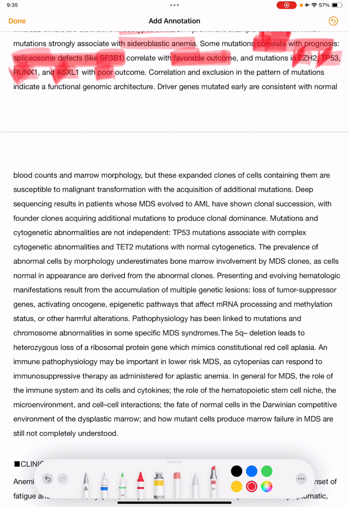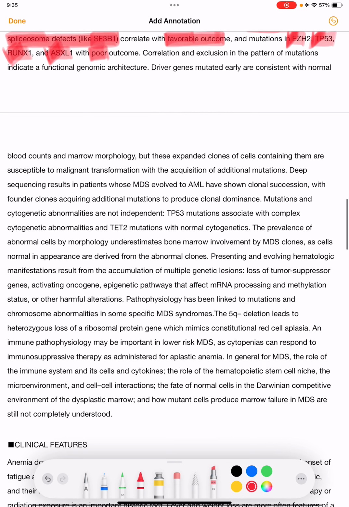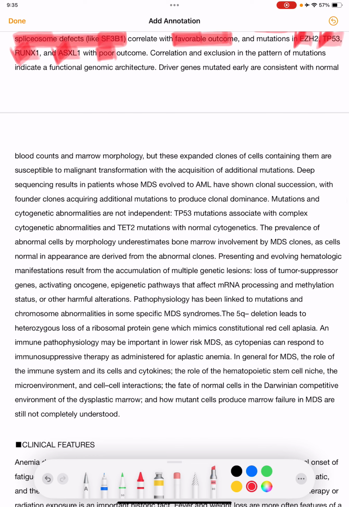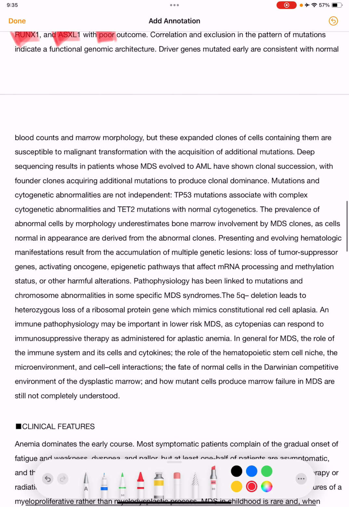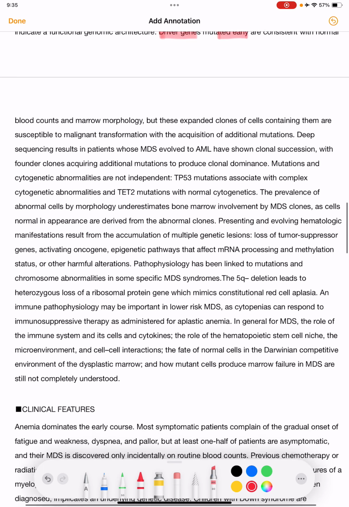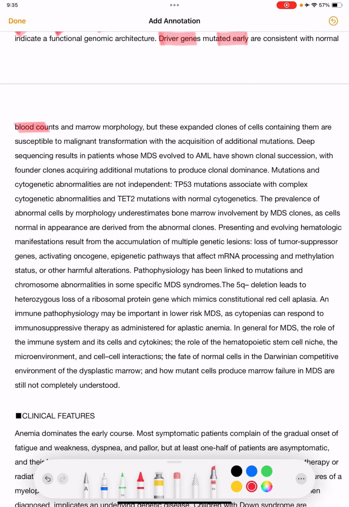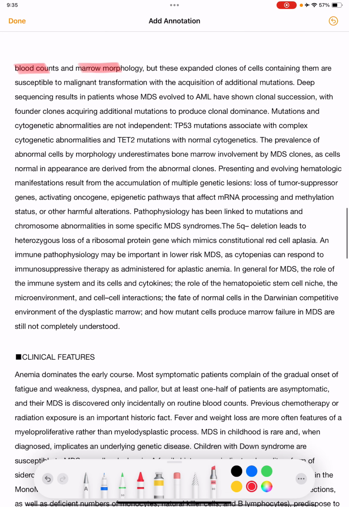Correlation and exclusion in the pattern of mutations indicate a functional genomic architecture. Driver genes mutated early are consistent with normal blood counts and marrow morphology. But the expanded clones of cells containing them are susceptible to malignant transformation because there will be acquisition of additional mutations.